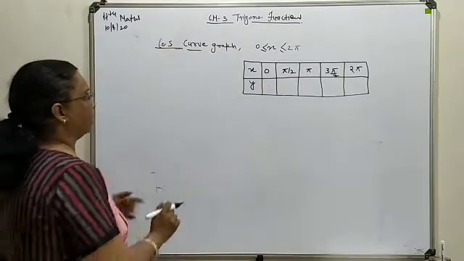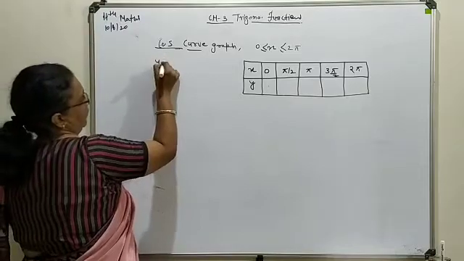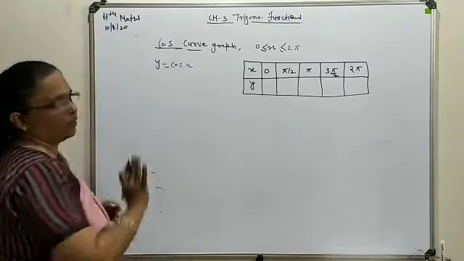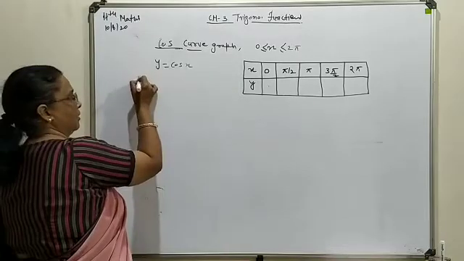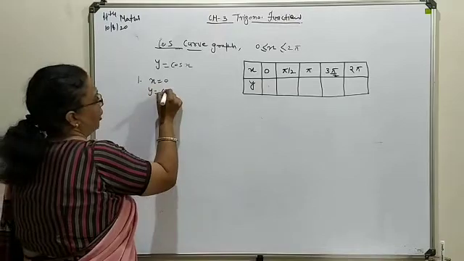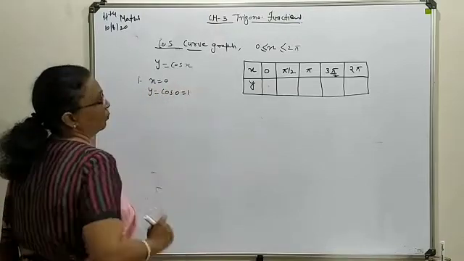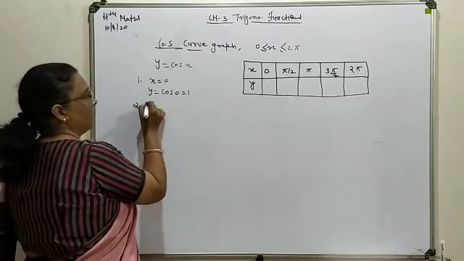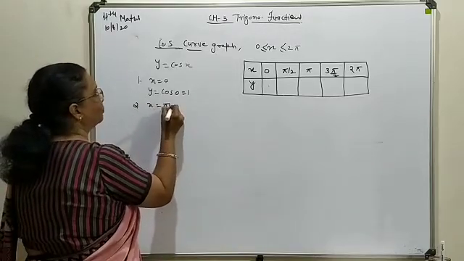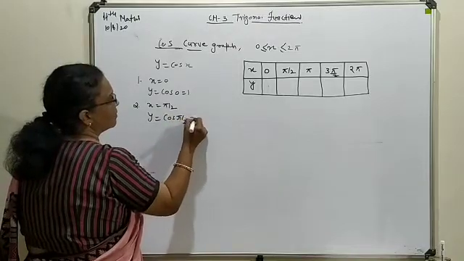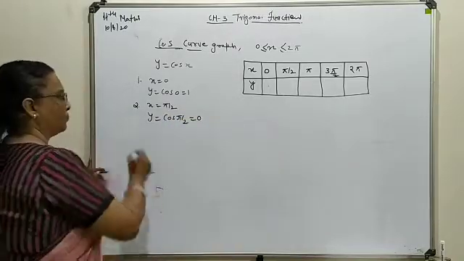So let's start with the cos form. Start with the 0 solution. First one, x is equal to 0. Cos 0, you know, is 1. Now next is x is pi by 2. We know the value of cos pi by 2, that is 0.